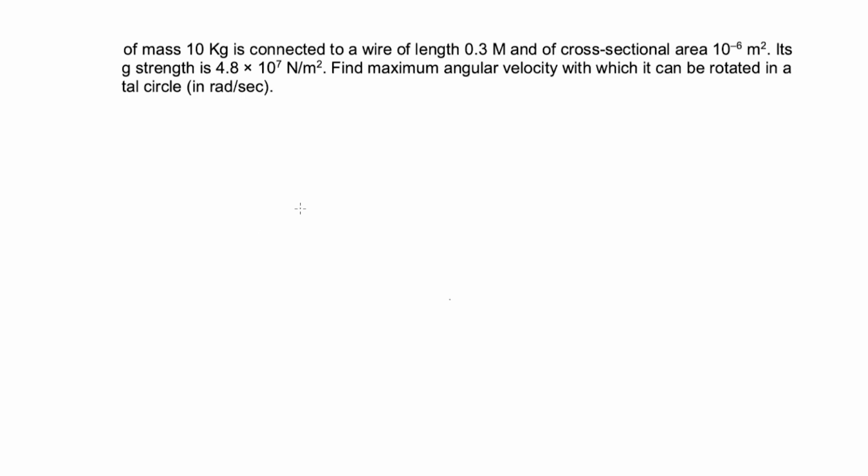Question number 15. A body of mass 10 kg connected to a wire of length 0.3 meter. L is 0.3 meter. Mass is given as 10 kg. And cross section area is 10 power minus 6. Breaking strength is 4.8 into 10 power 7. To find the maximum angular velocity with which it can be rotated.